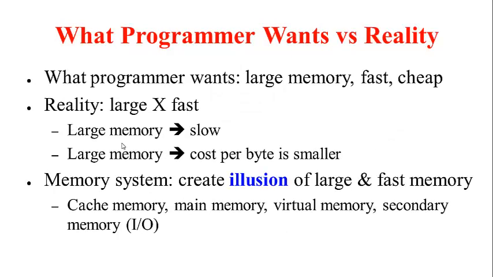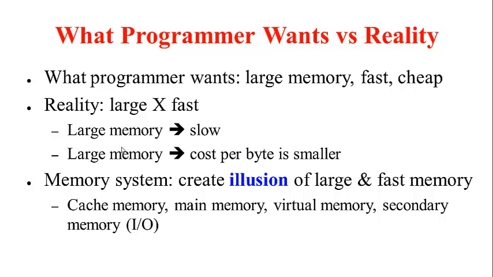So let us begin our discussion by asking the question of what the programmer wants. What the programmer wants from the memory system is that memory should be large to accommodate potentially large number of instructions and data. And of course, it should be fast so that the program finishes faster. And the programmer also wants that the computer on which the program runs be cheap. In other words, the memory should be cheap. Well, the programmer may want this, but the reality is something different.